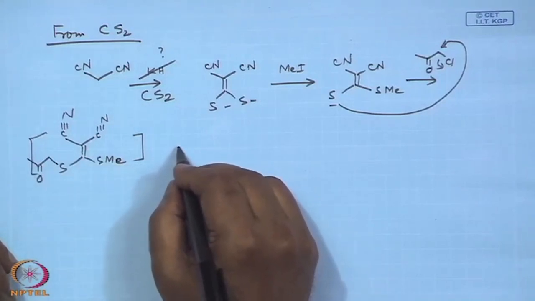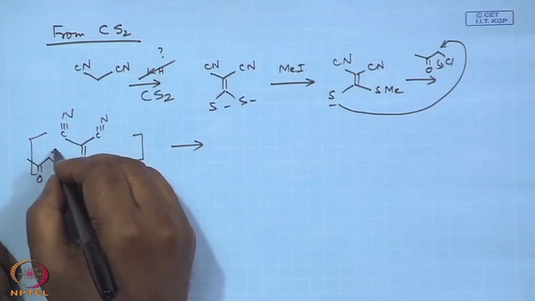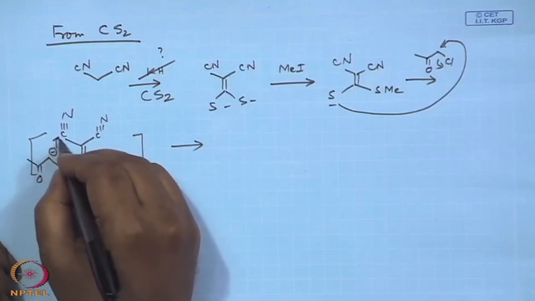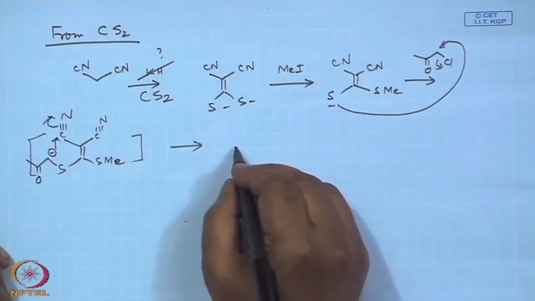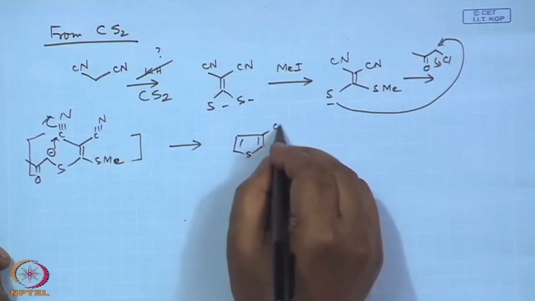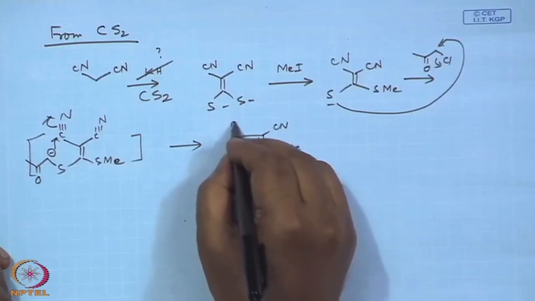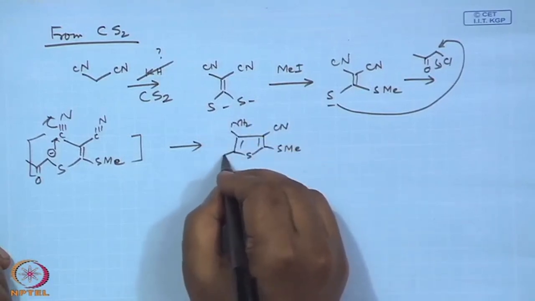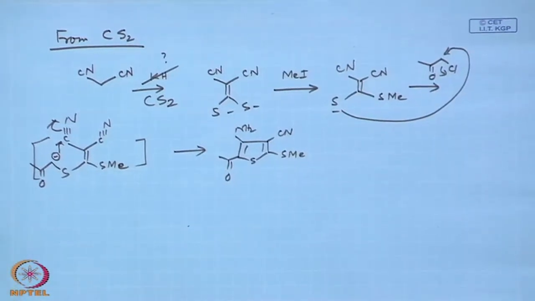This is done under basic conditions, and under basic conditions an anion would be formed, then the cyanide would undergo the reaction. So eventually, after all the tautomerization and isomerization, you will get the SMe here and an aminothiophene, a 3-aminothiophene with an acetyl side chain.